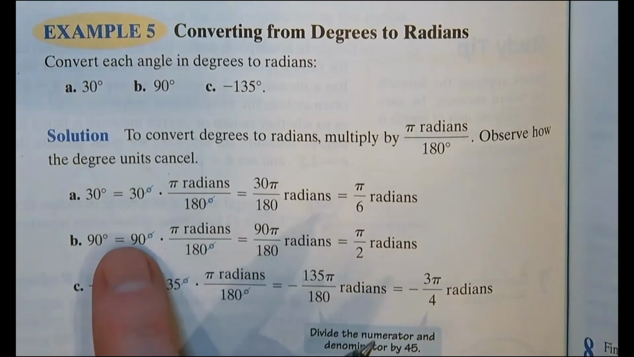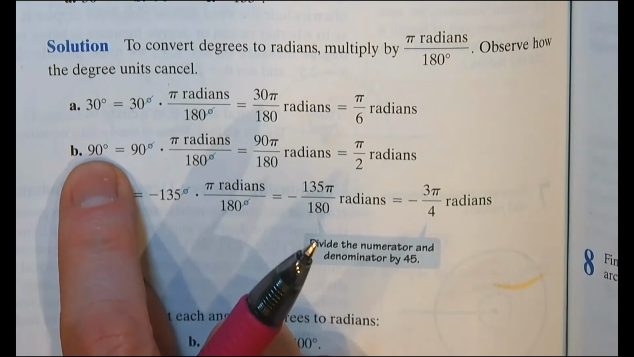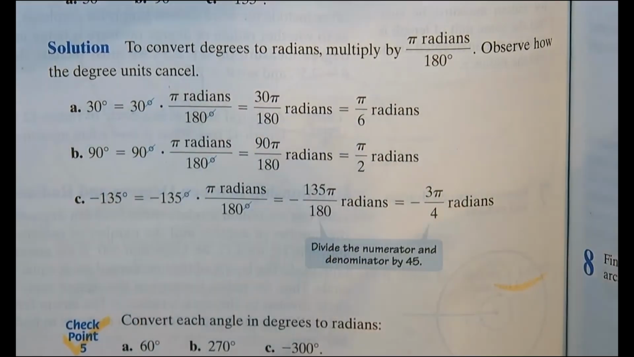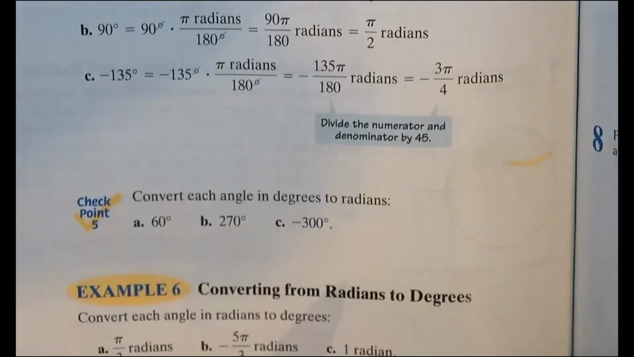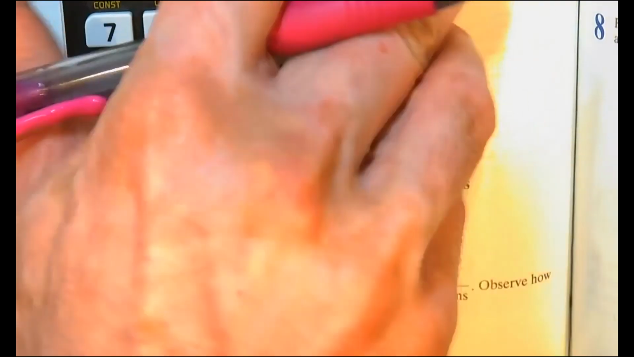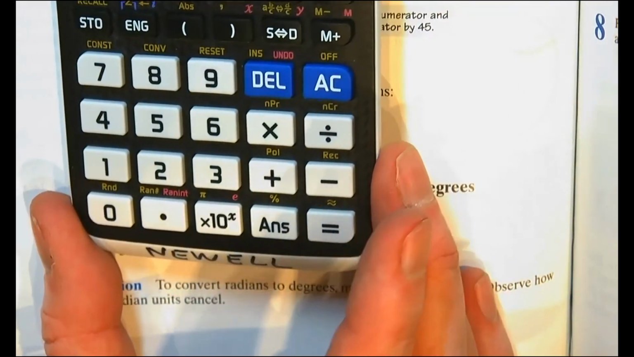Okay, so the book gives you some examples. Here's degrees, and they made radians. How do they do that? They put the radians on top. And then they do the other way. They start some with radians and give degrees. Some of you can actually figure out how to do it on the calculator.